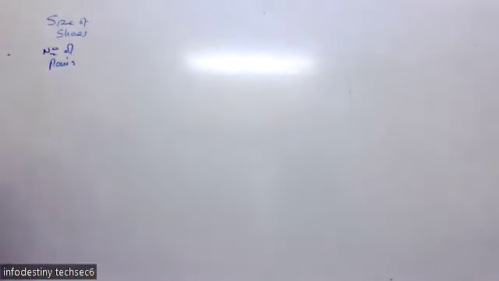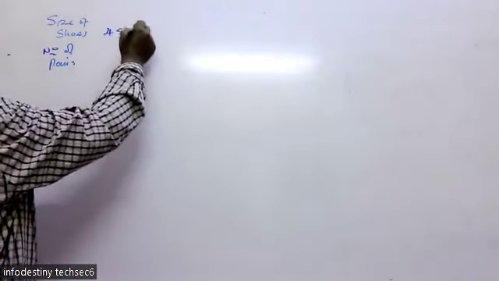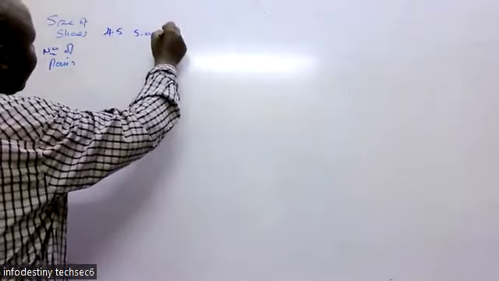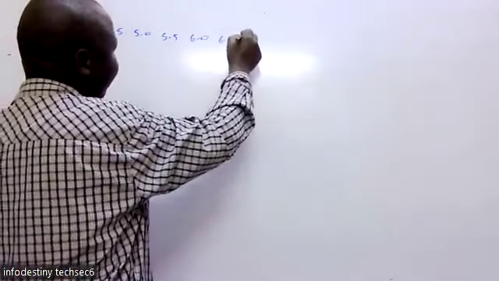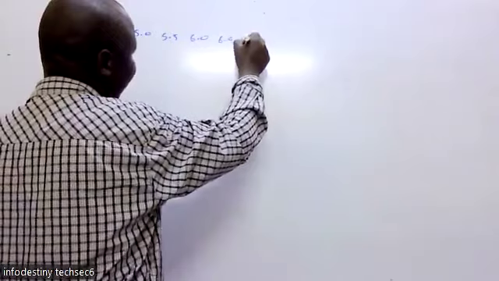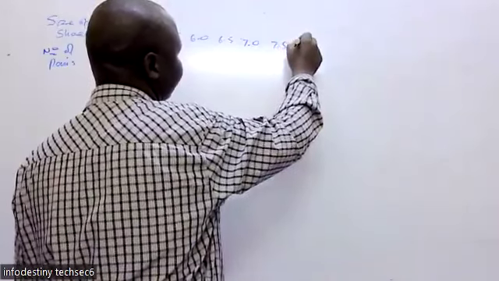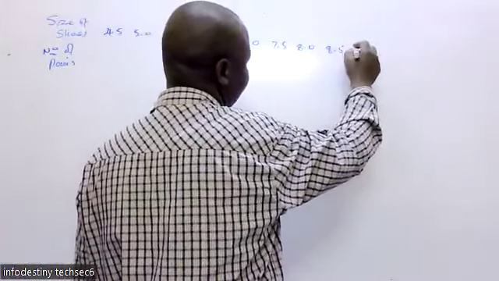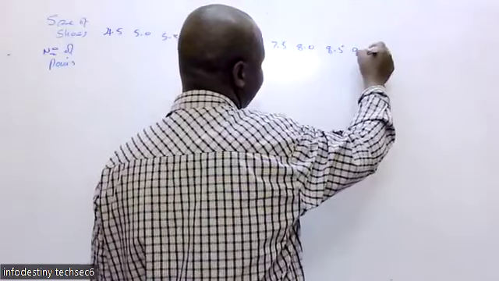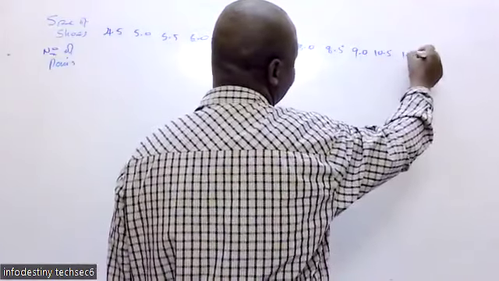And then we start with 4.5, 5.0, 5.5, 6.0, 6.5, 7.0, 7.5, 8.0, 8.5, 9.0, then 9.5, 10.0, 10.5, 11.0.